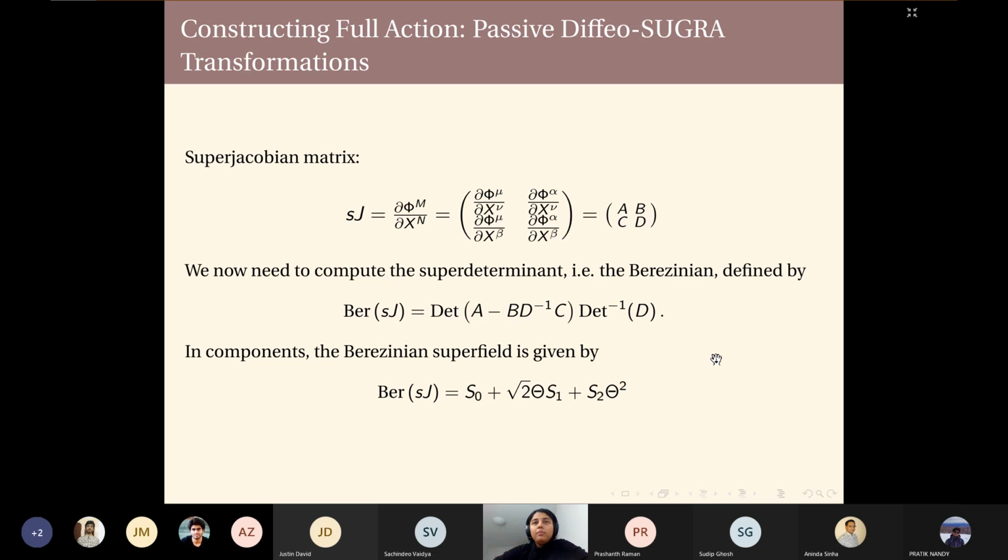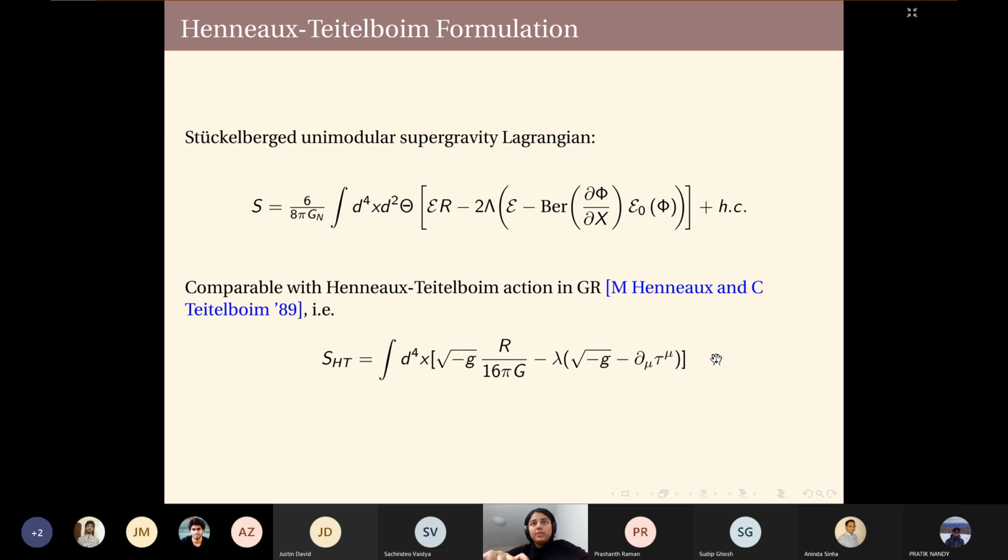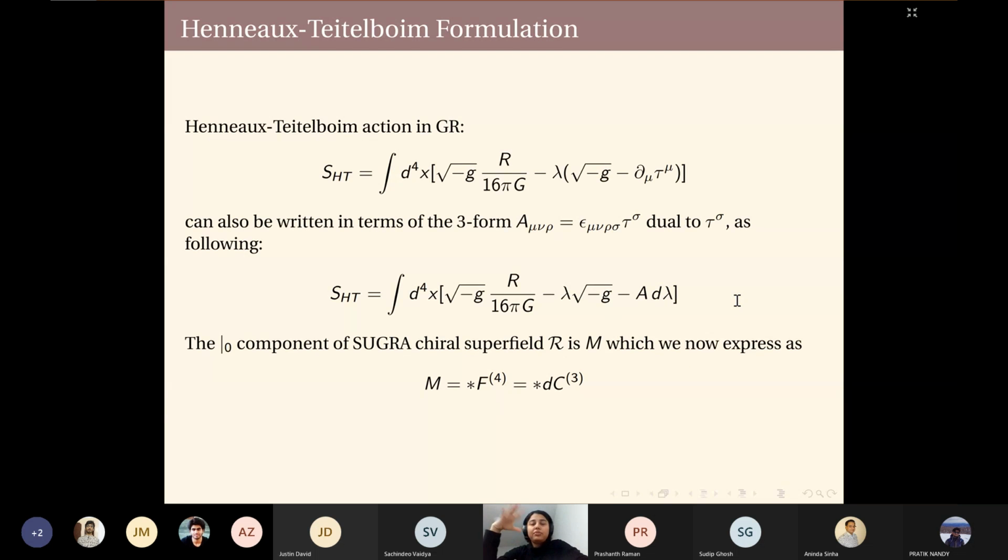One important motivation for wanting to work with these passive transformations is that this Stückelberg unimodular supergravity action closely resembles this type of action, which is called a Hanany-Teitelboim action because it was first given by Hanany and Teitelboim in 1989. It's very similar to the unimodular supergravity action, except just the fact that here, instead of a constant, you have this total derivative of a field. So what we are aiming at is to write this term as a total derivative so that we can bring in three-forms into the picture.